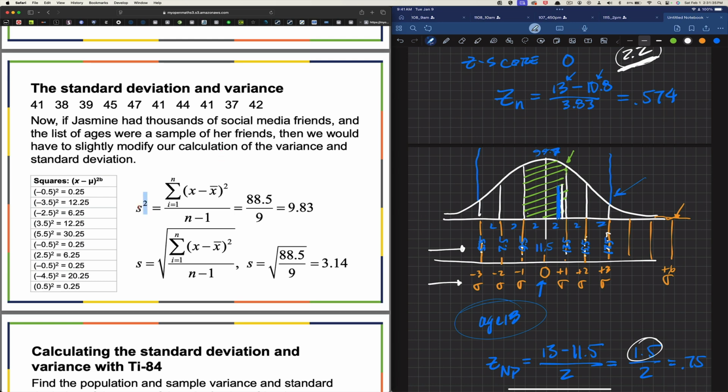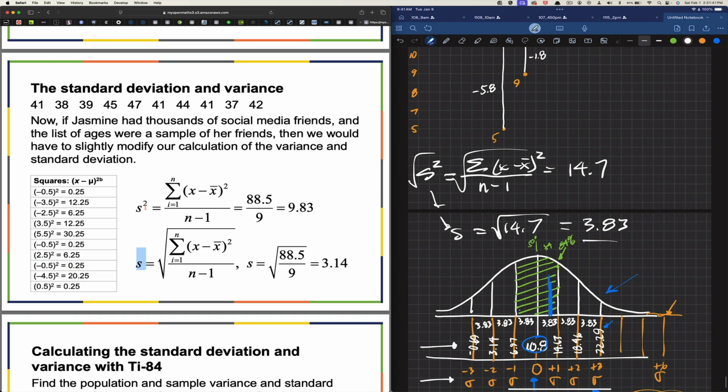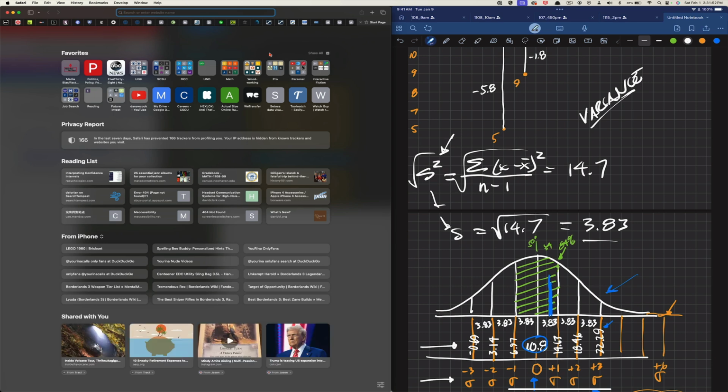Now, I didn't talk about this. This number, when we take the standard deviation and square it, I had it up here, this s squared. That number is called the variance. That calculation is called the variance. I will type it in, variance, so we can get a definition for you.